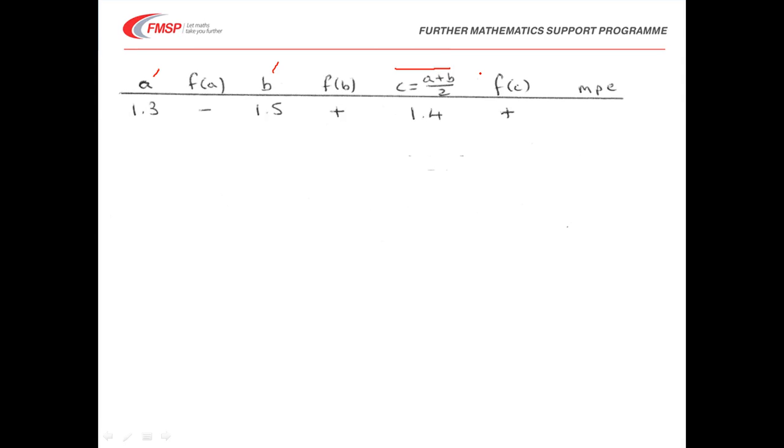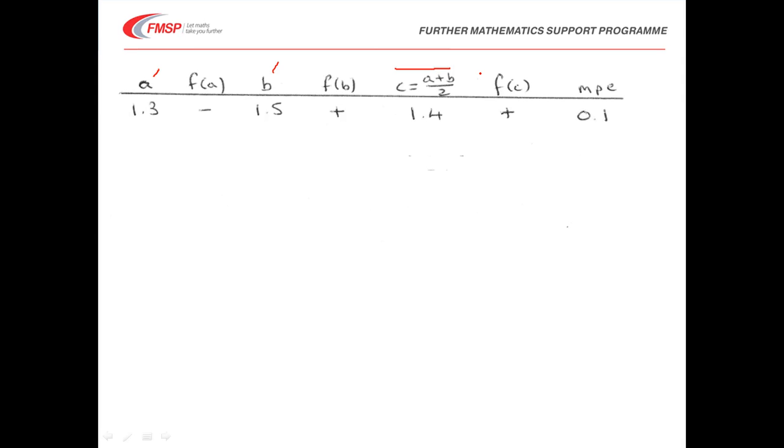So I type that in and it gives me a positive. Now we come to the bit about maximum possible error. For the region 1.3 to 1.5, the answer is somewhere in there. Okay, so our 1.4, which is halfway between the two, at most can be the gap between 1.3 and 1.4, or the gap between 1.4 and 1.5.